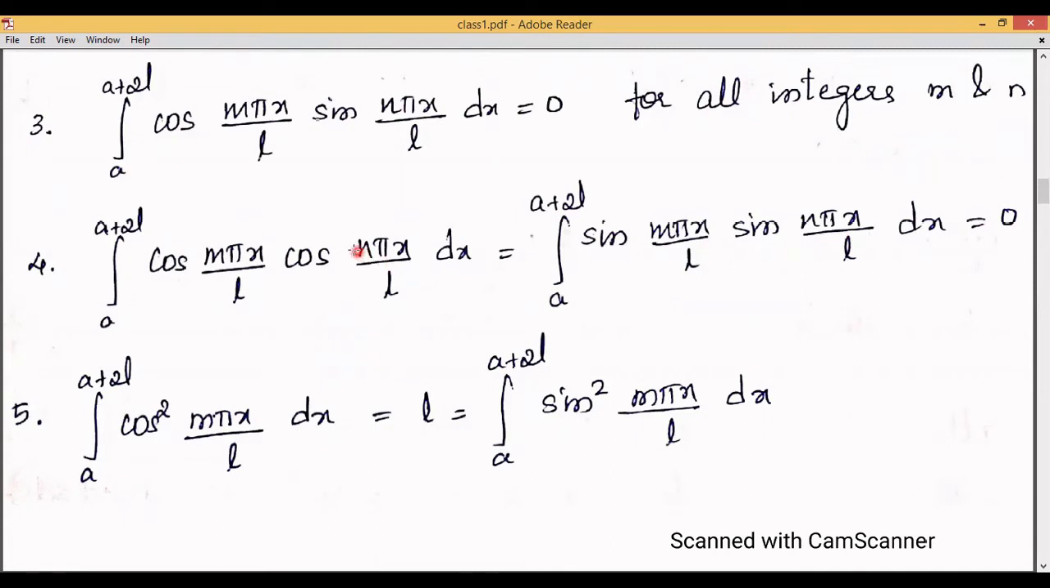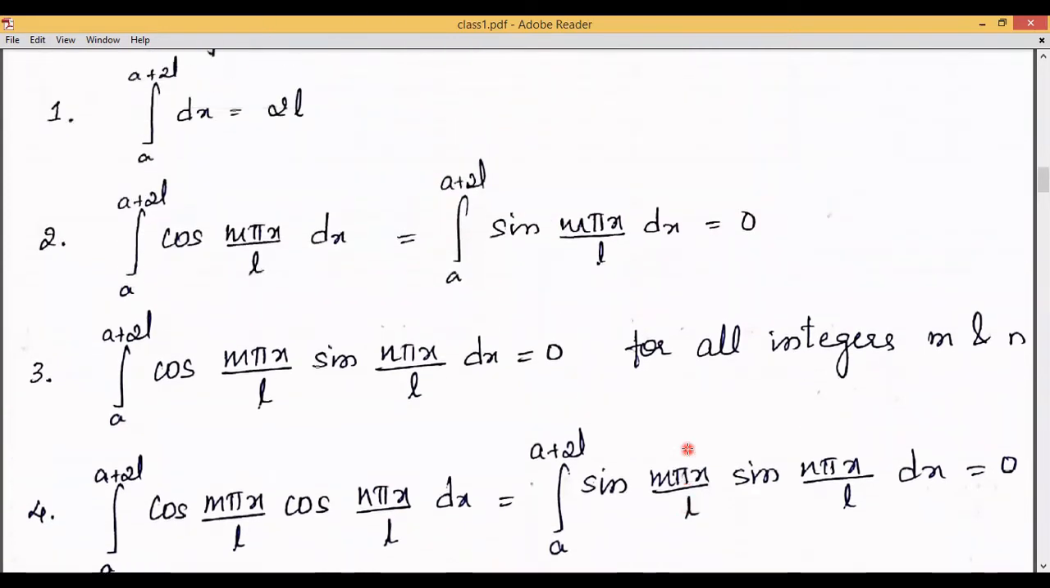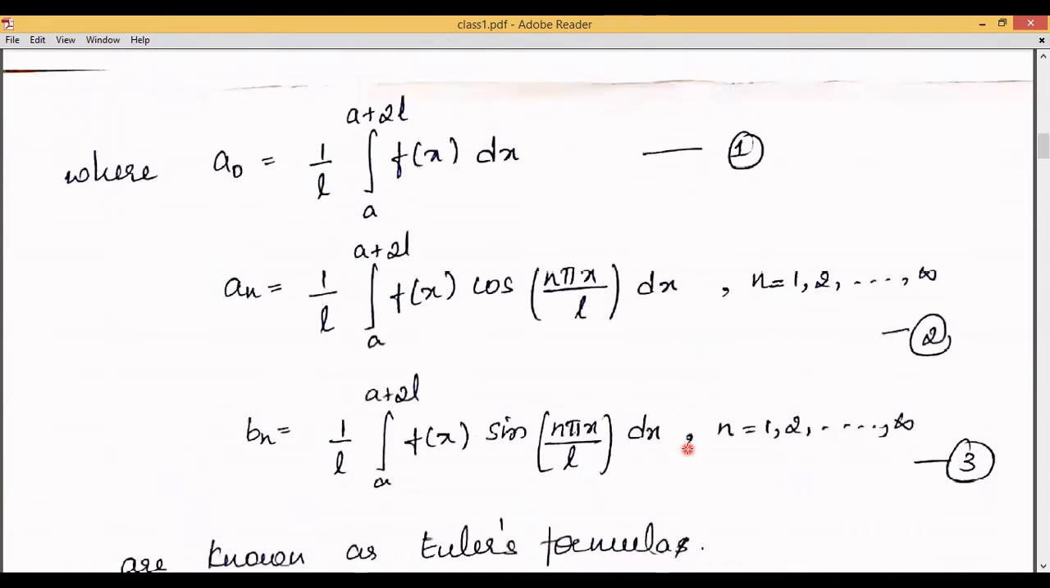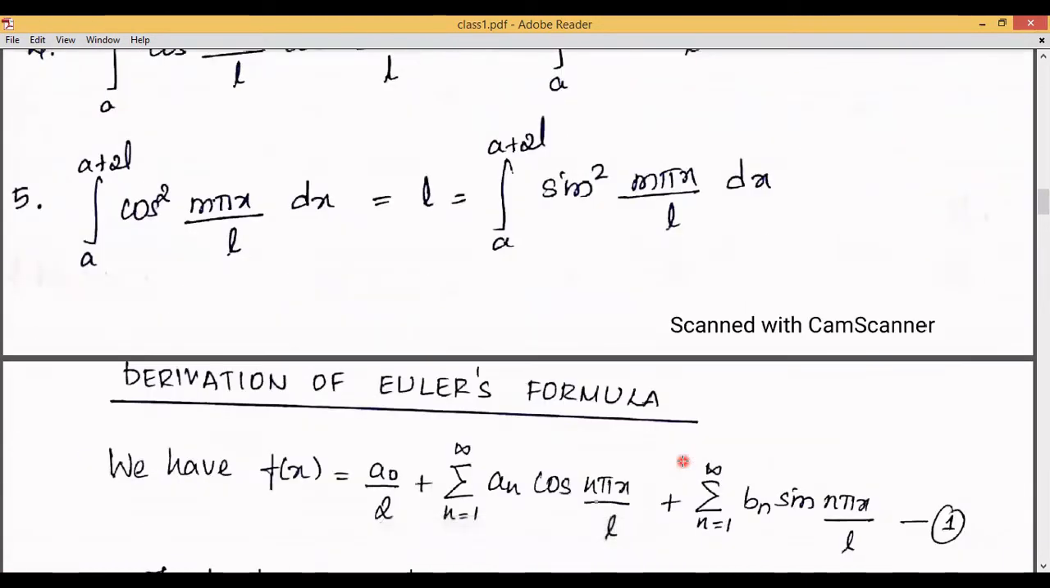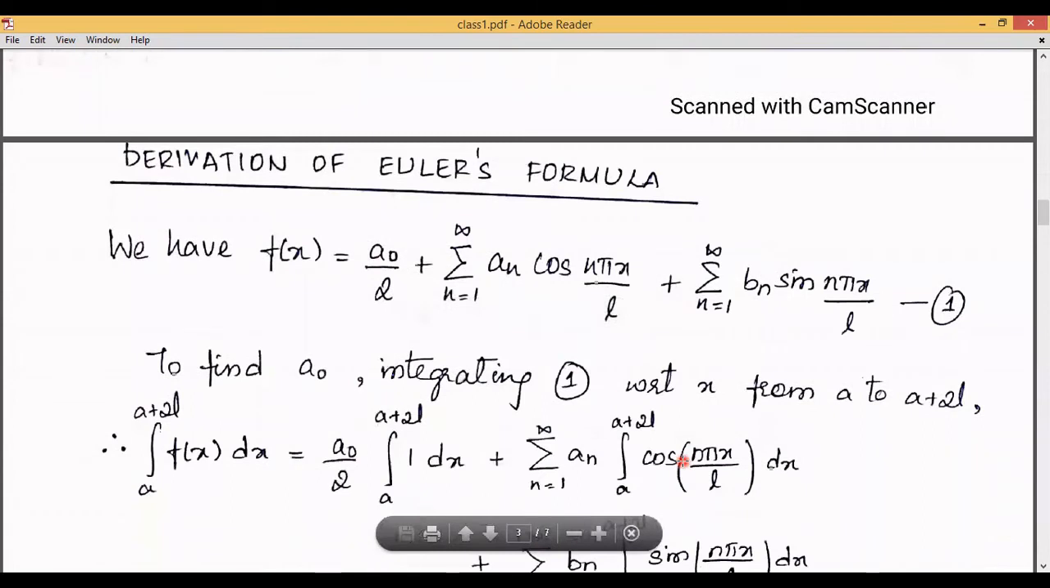Suppose m is equal to n, then that becomes cos²(mπx/L), and the value here is L. The same thing holds for sine also. So this is all about the basic results which we need to derive Euler's formula. So let's start with the derivation of Euler's formula.